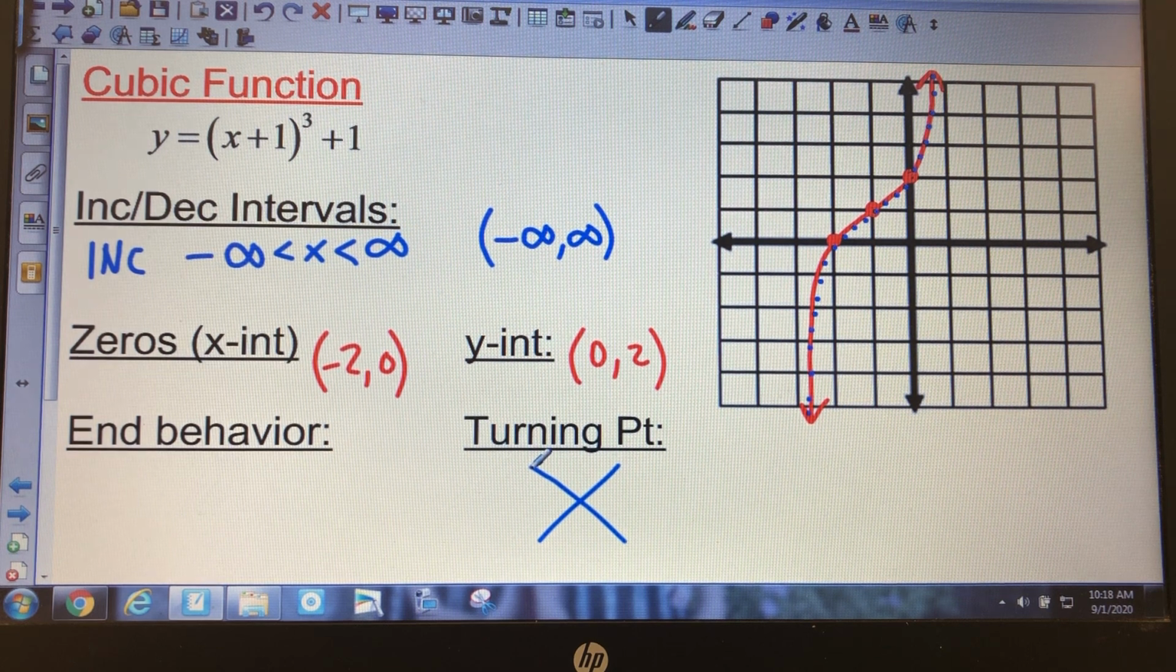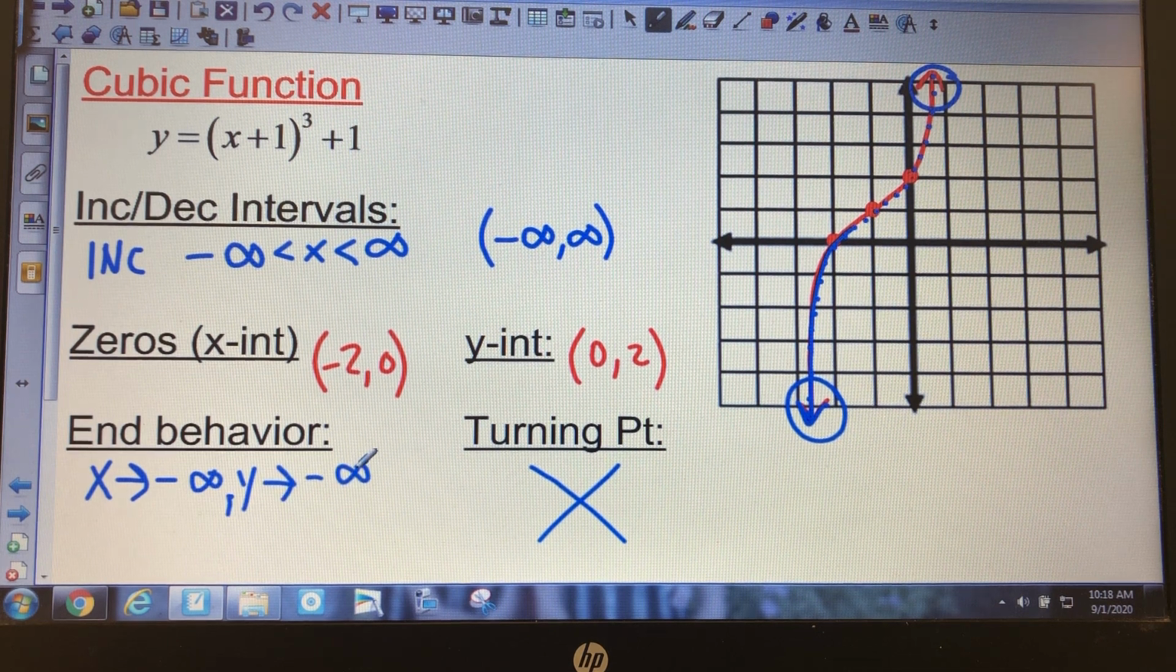End behavior, again, look at your arrows. As we're going to the left, where are we going? Well, x is going to the left, y is going down, so x approaches negative infinity, y approaches negative infinity. As we're going to the right, here's the right-hand end behavior, x approaches positive infinity, y approaches positive infinity. So there's a typical cubic function.